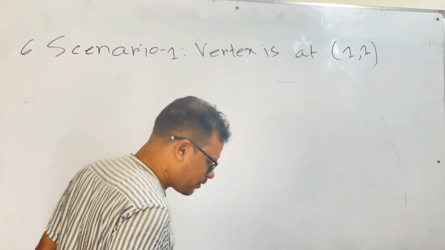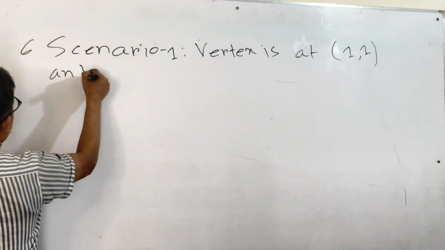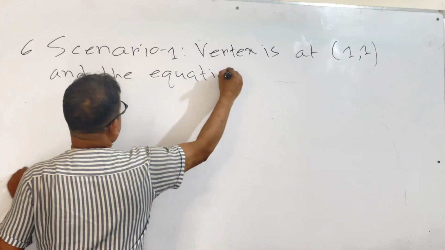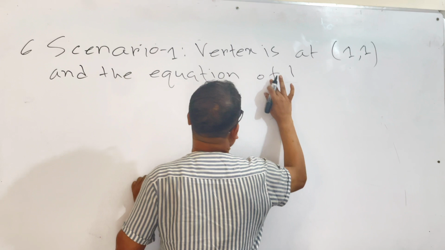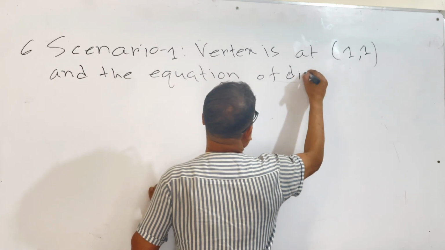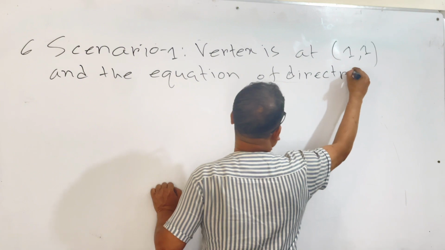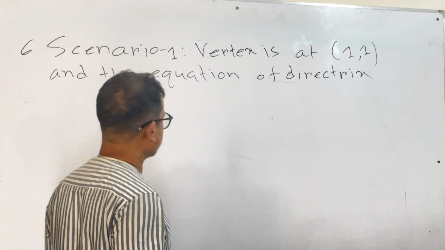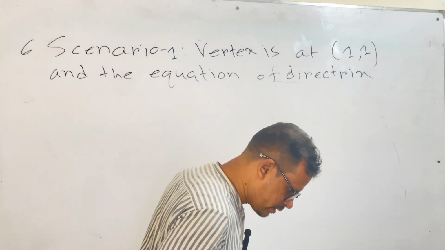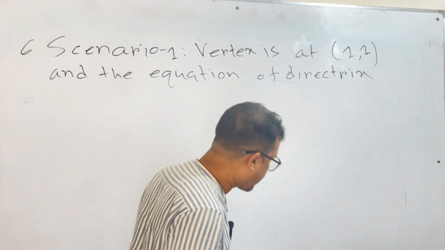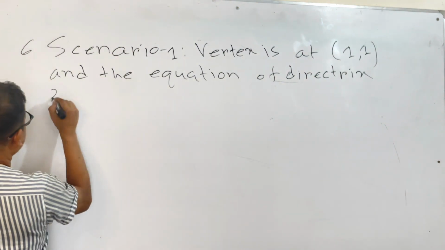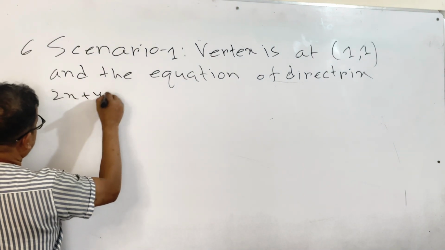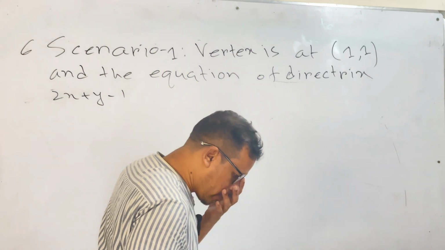And the equation of the directrix. Scenario 1: vertex is at (1, 1) and the equation of the directrix, what is the equation of the directrix? 2x plus y minus 1 equal to 0.